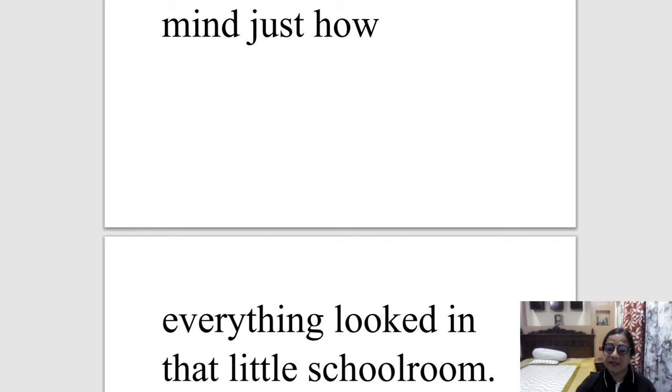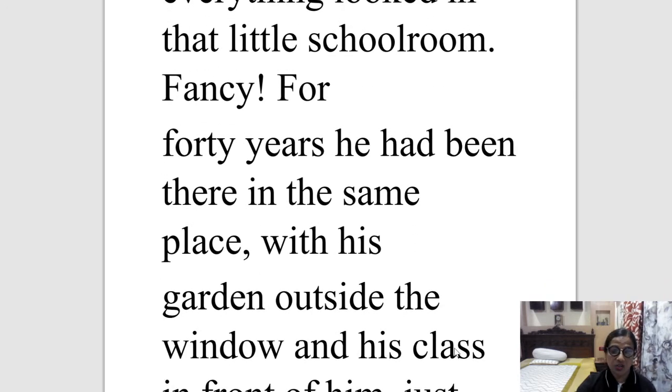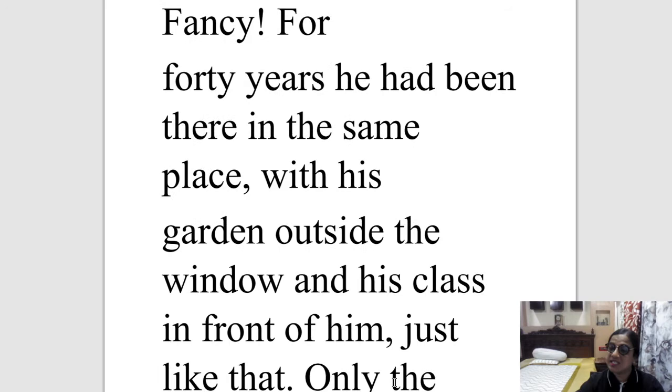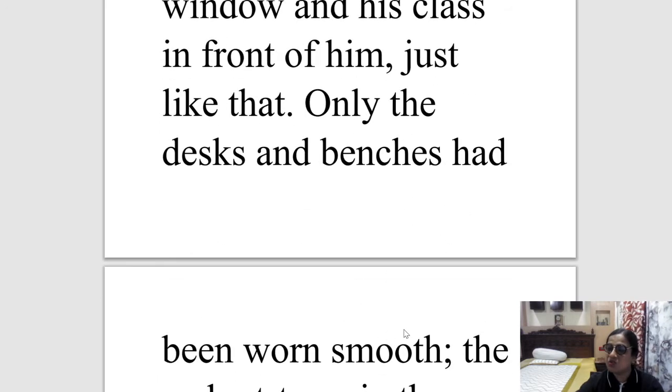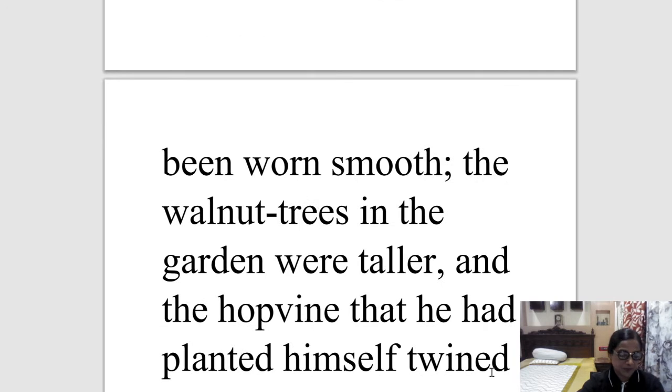Fancy, for 40 years he had been there in the same place. So the teacher, M. Hamel, had been in the same school teaching for 40 years, with his class in front of him, just like that. Only the desks and benches had worn smooth. The class was the same; only the desks and the benches had become old. The walnut trees in the garden were taller. That is, in the long span of his teaching, the walnut trees had grown up and become taller in that garden. And the hop vine that he had, and what happened?